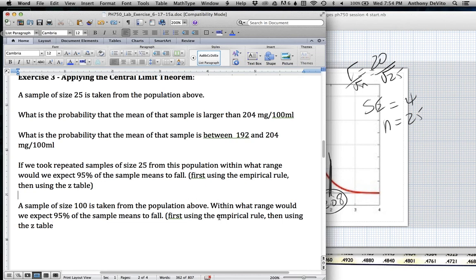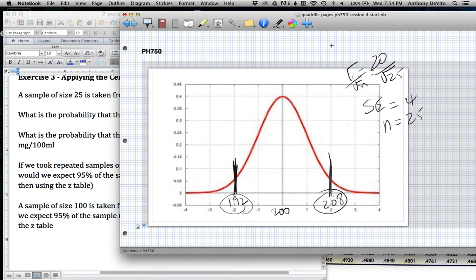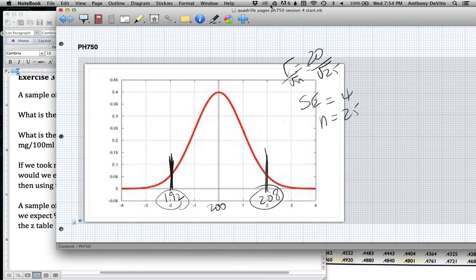So what range would we expect 95% of the sample means to fall? Okay, well, I'm going to do that now. Let's see. Standard error is going to be equal to sigma, 20, over the square root of the sample size, which is 100, square root of 100. That's 20 over 10. So our standard error is going to be equal to 2, right?